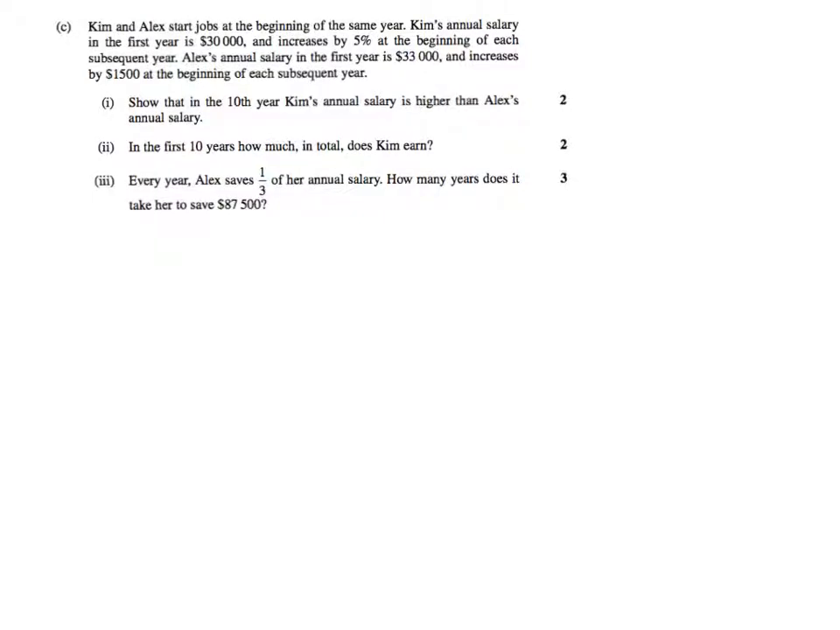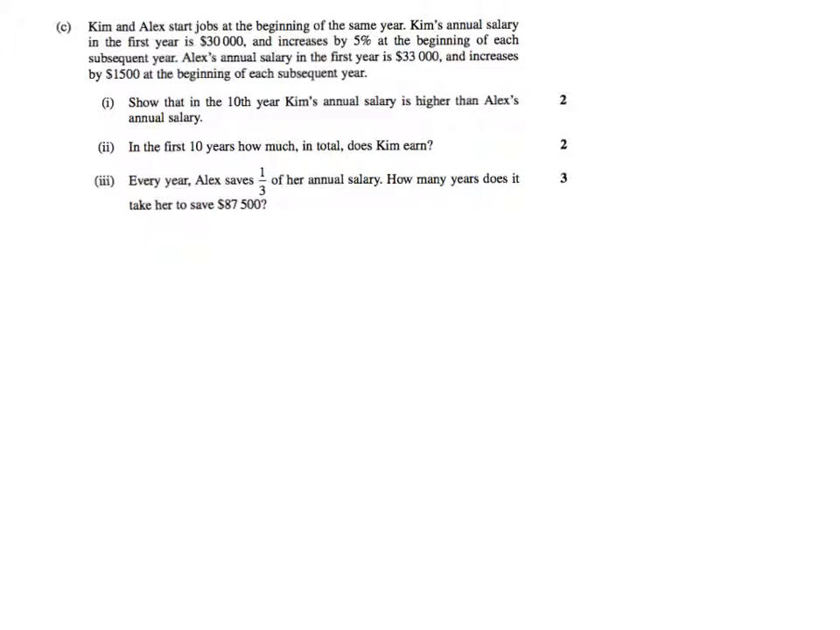Okay, so here what we've got is a little AP versus a GP question. Kim and Alex start jobs at the beginning of the same year. Kim's annual salary in the first year is $30,000, increasing by 5% at the beginning of each year. And Alex is $33,000 the first year, going up by $1,500 at the beginning of each subsequent year. Show that in the 10th year, Kim's annual salary is higher than Alex's annual salary.